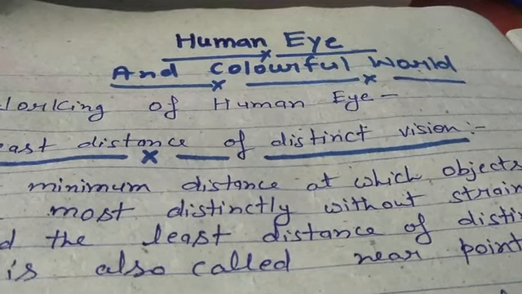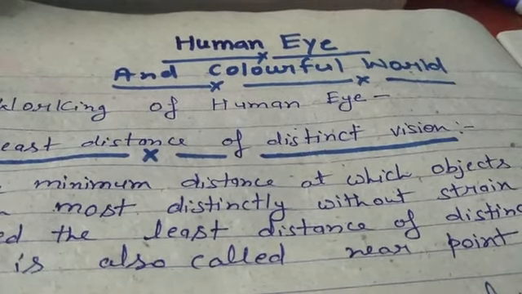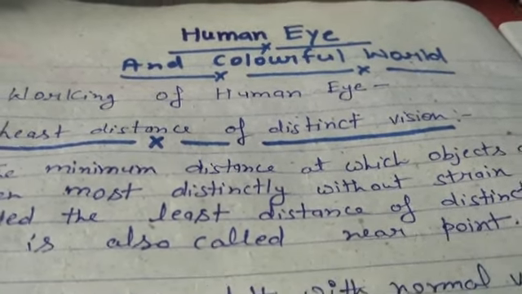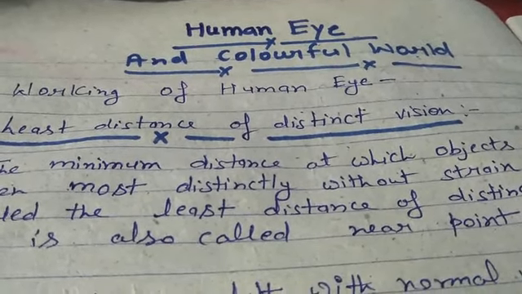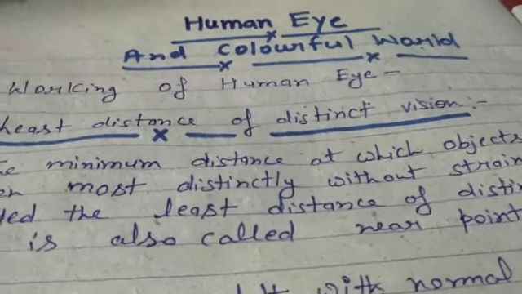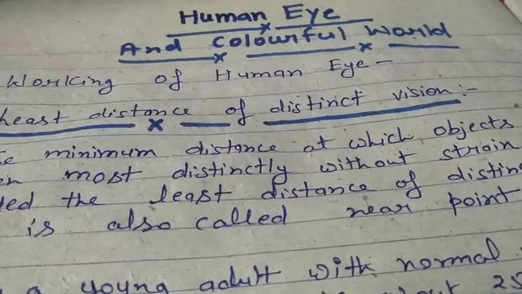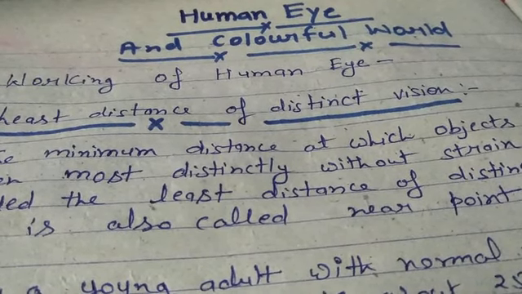Hello student, today I am going to start a very important chapter of class 10, that is human eye and colorful world. So in this chapter we will see working of human eye. So student, our eye is a natural lens and it behaves like a camera which forms a real, inverted and diminished image of any object.